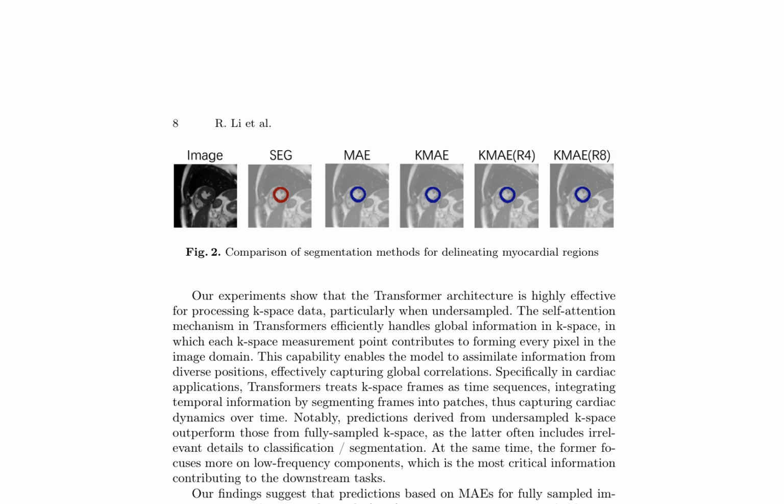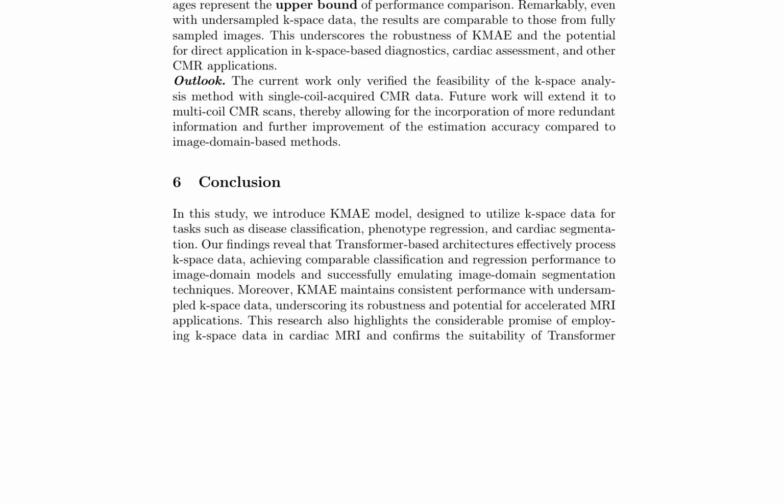Moreover, the KMAE model demonstrates robustness and maintains consistent performance even with undersampled K-space data, highlighting its potential for accelerated MRI applications. The transformer architecture excels at handling global information in K-space, efficiently capturing correlations between diverse positions. In cardiac applications, the model processes K-space frames as time sequences, integrating temporal information by segmenting frames into patches. This allows for the capture of cardiac dynamics over time.